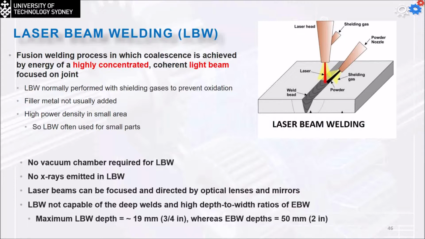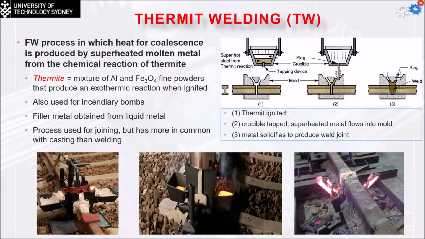So what's happening in the thermal welding is the heat is going to be produced by the superheated molten metal from the chemical reaction of the thermal material. But the thermal is a mixture of the aluminum and the iron oxidized fine powders that produce the exothermic reaction when ignited.